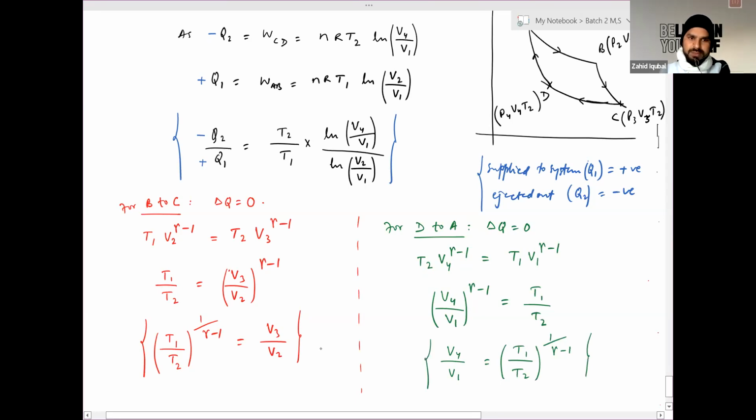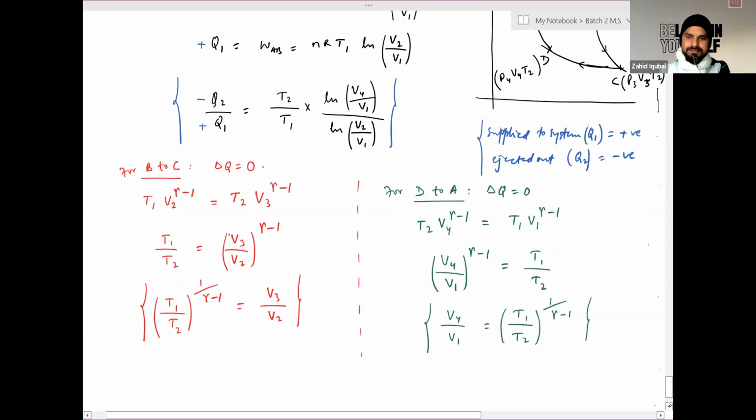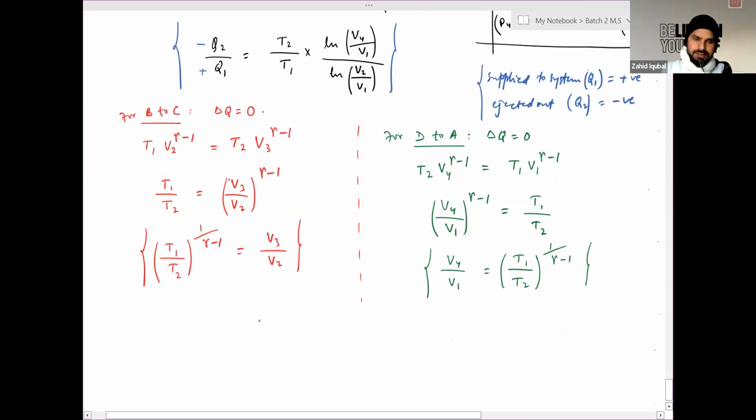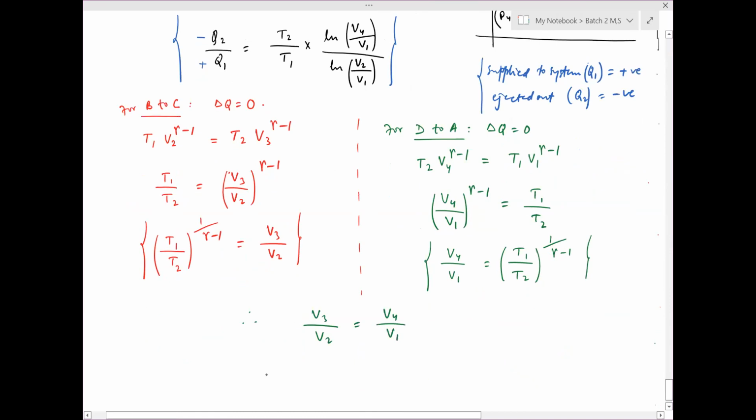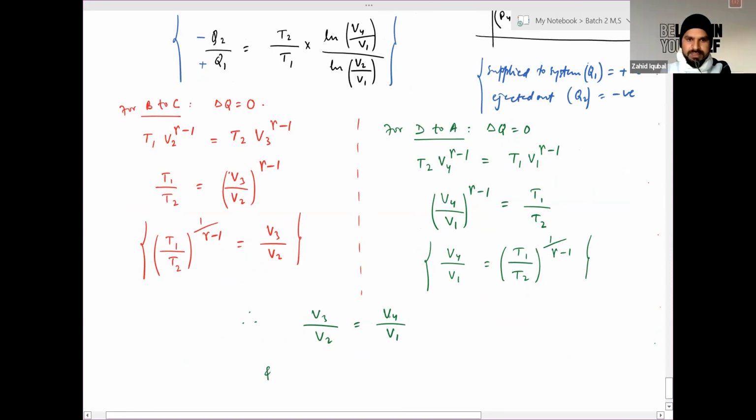Now just relate these two expressions. We have the same quantity of temperature in both terms. So we can equate them, so we can say V3 divided by V2 must equal V4 divided by V1. Is it clear? Yes, sir. And move this V2 to the right side and V4 to the left side. So you may write V3 divided by V4 equals V2 divided by V1. First, write it down, this part.